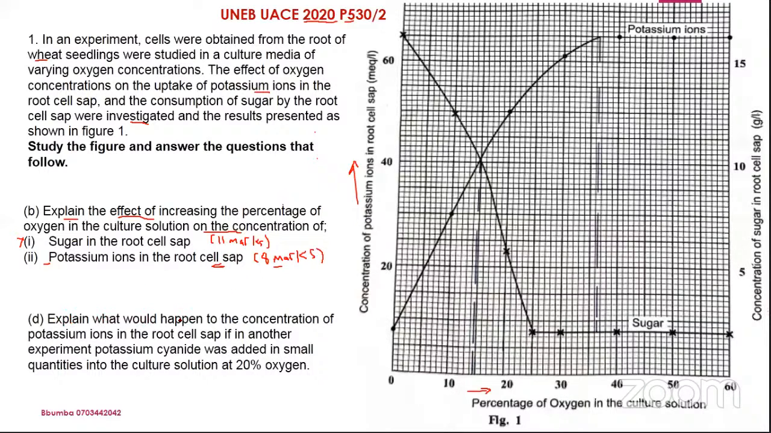And then another question would be, what would happen to the concentration of potassium ions in the root cell sap if in another experiment potassium cyanide was added in small quantities into the culture solution at 20% oxygen? Are you seeing that? So that means you had to have understood. Amy is saying an increase in the oxygen percentage produces energy in the form of ATP, which is required for active transport from the culture solution. Okay, so that means you must have understood what I've just talked about in order for you to get the concept.